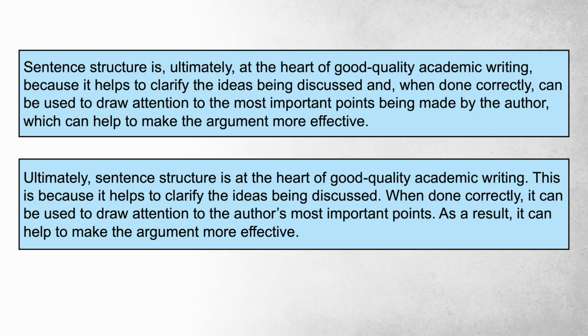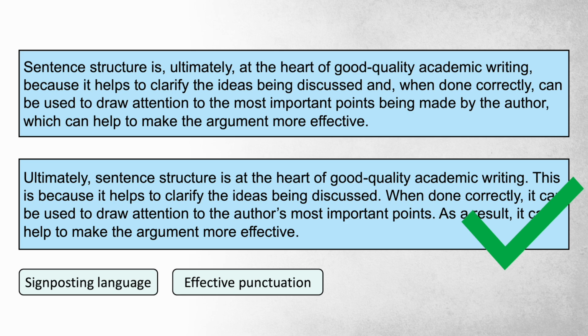Did you get it right? It is the second one. So the first one, if we read it out loud: sentence structure is, ultimately, at the heart of good quality academic writing, because it helps to clarify the ideas being discussed and, when done correctly, can be used to draw attention to the most important points being made by the author, which can help to make the argument more effective. The bottom one: ultimately, sentence structure is at the heart of good quality academic writing.